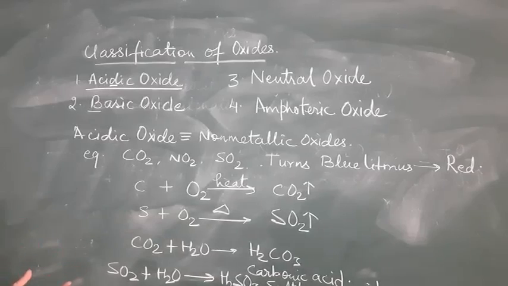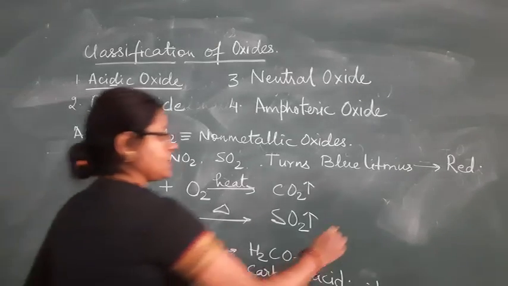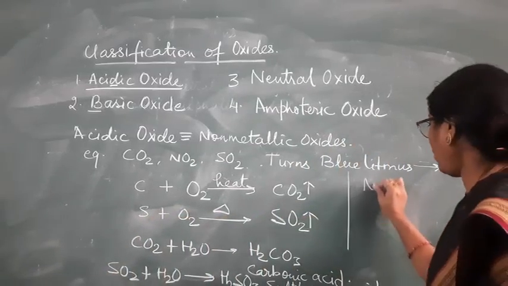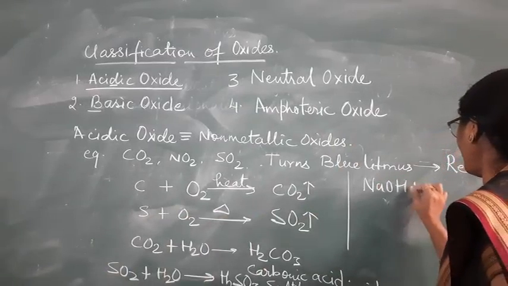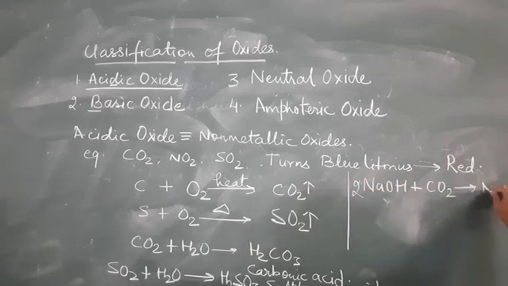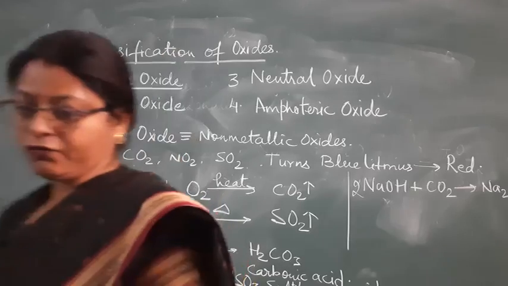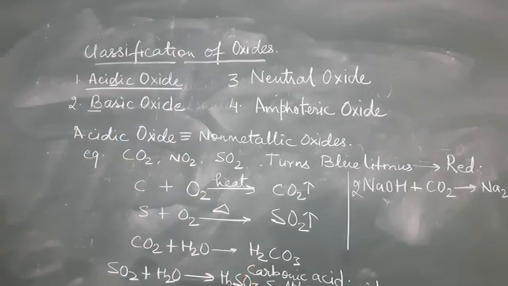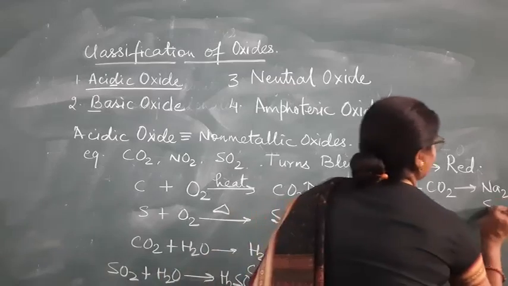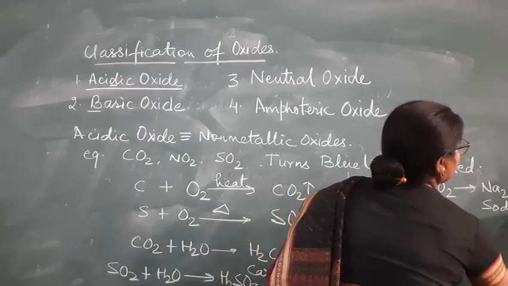When these acidic oxides react with a base, like NaOH reacting with carbon dioxide, it will form Na2CO3 plus H2O. Meaning when carbon dioxide reacts with a base or alkali like NaOH, it will form a carbonate, sodium carbonate. This is the sodium carbonate.